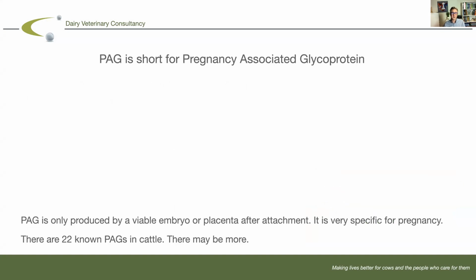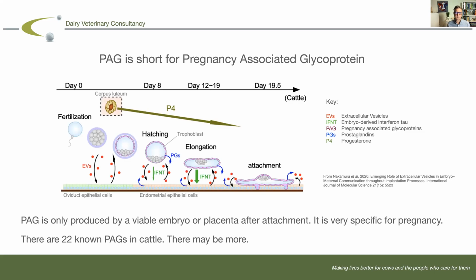So PAG is actually short for pregnancy-associated glycoprotein, and these molecules are produced by a viable embryo or placenta. Unlike some other chemical pregnancy tests, for example, the progesterone test, the PAG test is very specific for pregnancy.